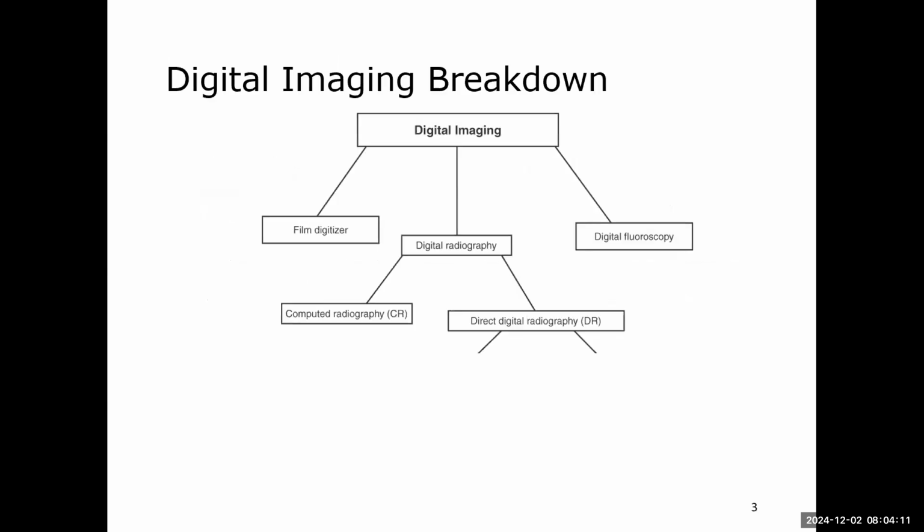This shows you, I've blocked out part of this because we'll get into the rest of it next semester, but you can see you have the big digital imaging umbrella, and under that you have film digitizer, digital radiography broken down into CR and DR, and then digital fluoroscopy. We will get into the specifics of CR, DR, and digital fluoroscopy next semester.